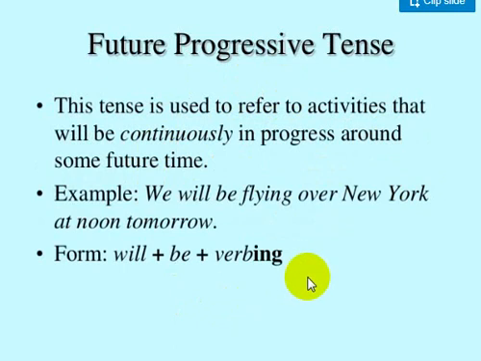As I said, yesterday at 5 o'clock I was playing tennis. So tomorrow at 5 o'clock I will be playing tennis as well. This tense is used to refer to activities that will be continuously in progress around some future time. We will be flying over New York at noon tomorrow. So at that time specifically, at noon, at 9 o'clock, and so on, I will be doing something. I also use the future progressive to ask about something in a polite way. Will you be using your car tomorrow, Mom? And so on.